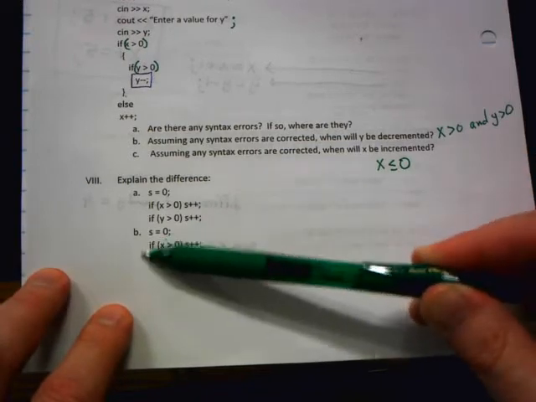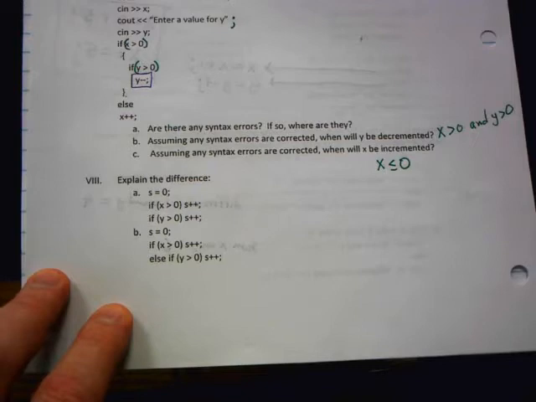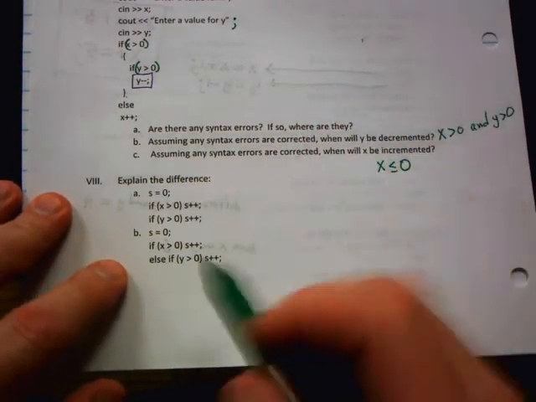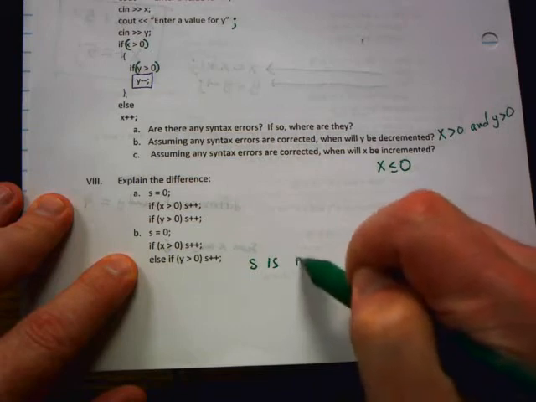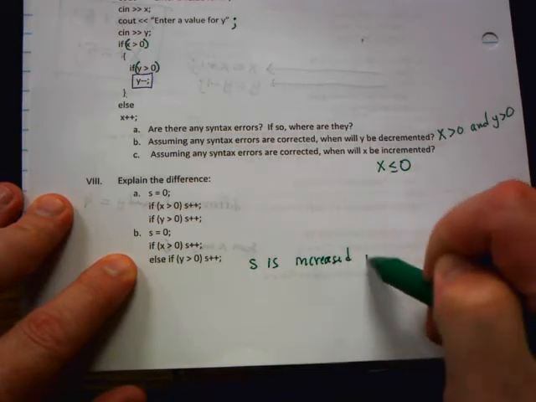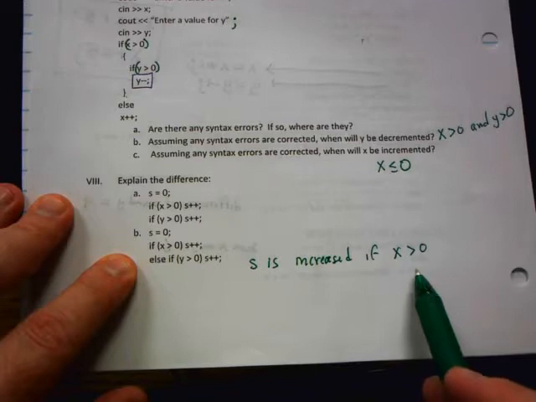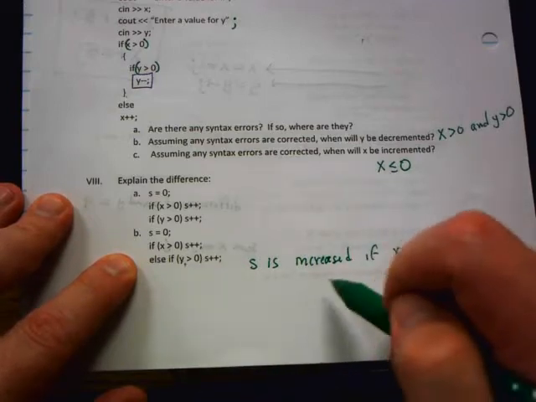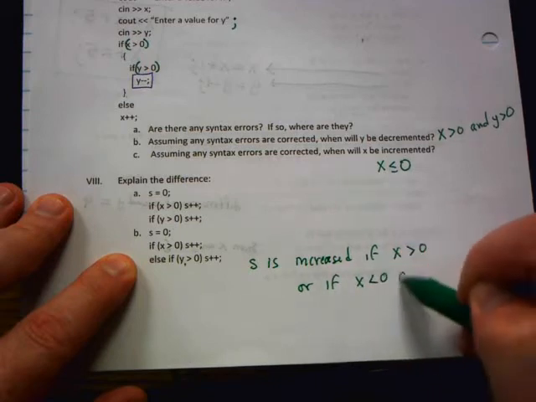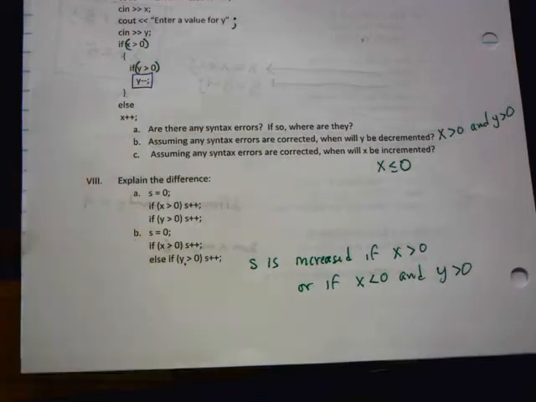All right, how about the second line? When does S get a value added to it? All right, so the first one, you're exactly right. So this one, S is increased if X is greater than 0. But what if X isn't bigger than 0? Then it goes to the else statement, or if X is less than 0 and Y is greater than 0. For the second code, how much bigger could S possibly get?